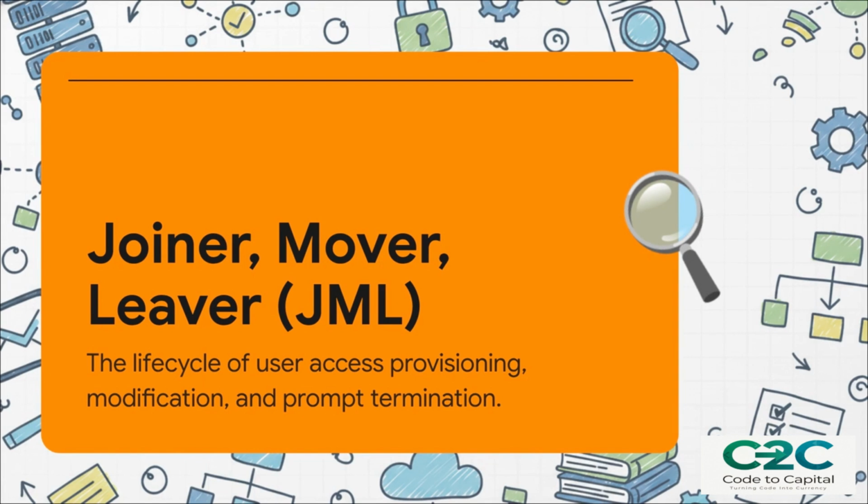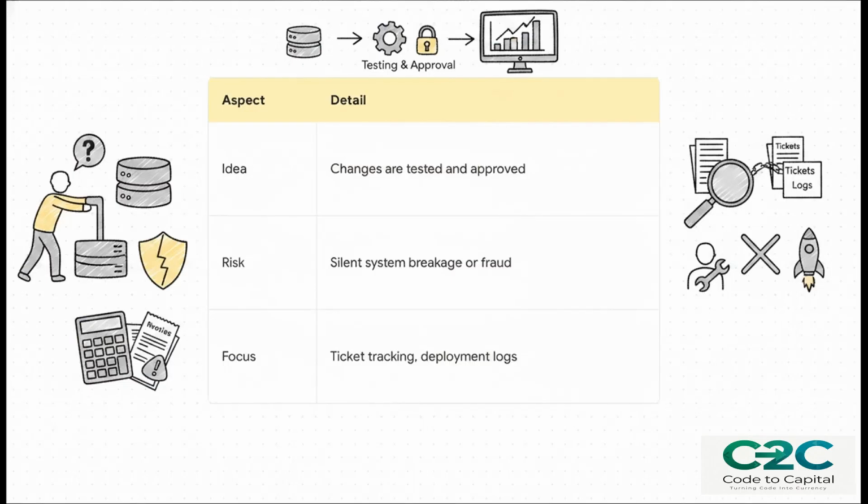Access controls are managed through what we call the JML lifecycle. That's joiner, mover, leaver. Joiner is when new access is provisioned for a brand new hire. Mover is modifying that access when someone gets a promotion or changes roles. And leaver is the prompt termination of access when someone quits or is fired. Let me be crystal clear here. Leaver controls are one of the absolute most rigorously tested areas by auditors. If a disgruntled employee is fired, but their ERP access isn't removed immediately, the risk to the organization is just astronomical.